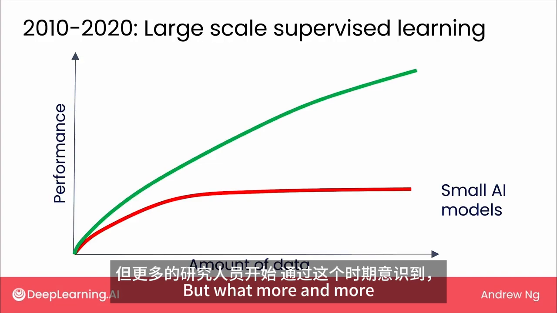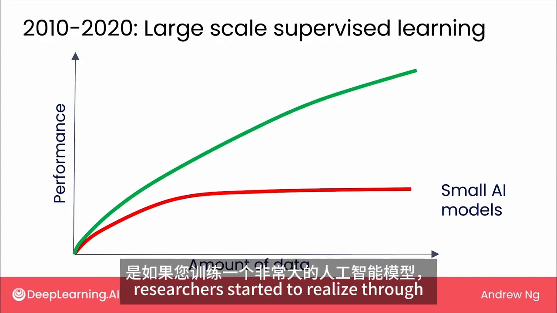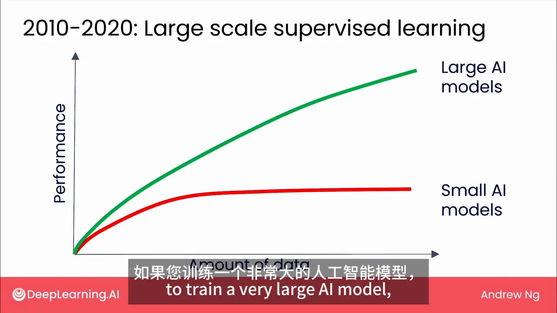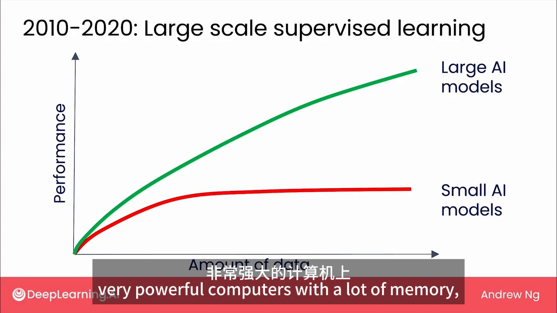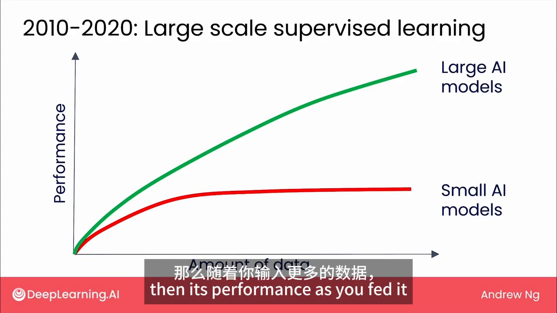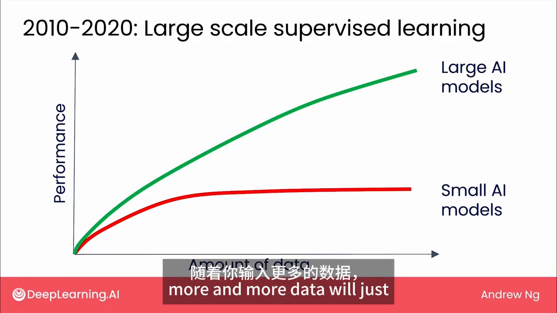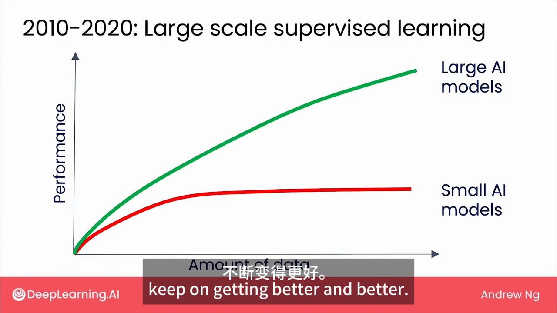But what more and more researchers started to realize through this period is if you were to train a very large AI model, meaning an AI model on very fast, very powerful computers with a lot of memory, then its performance as you fed it more and more data would just keep on getting better and better.